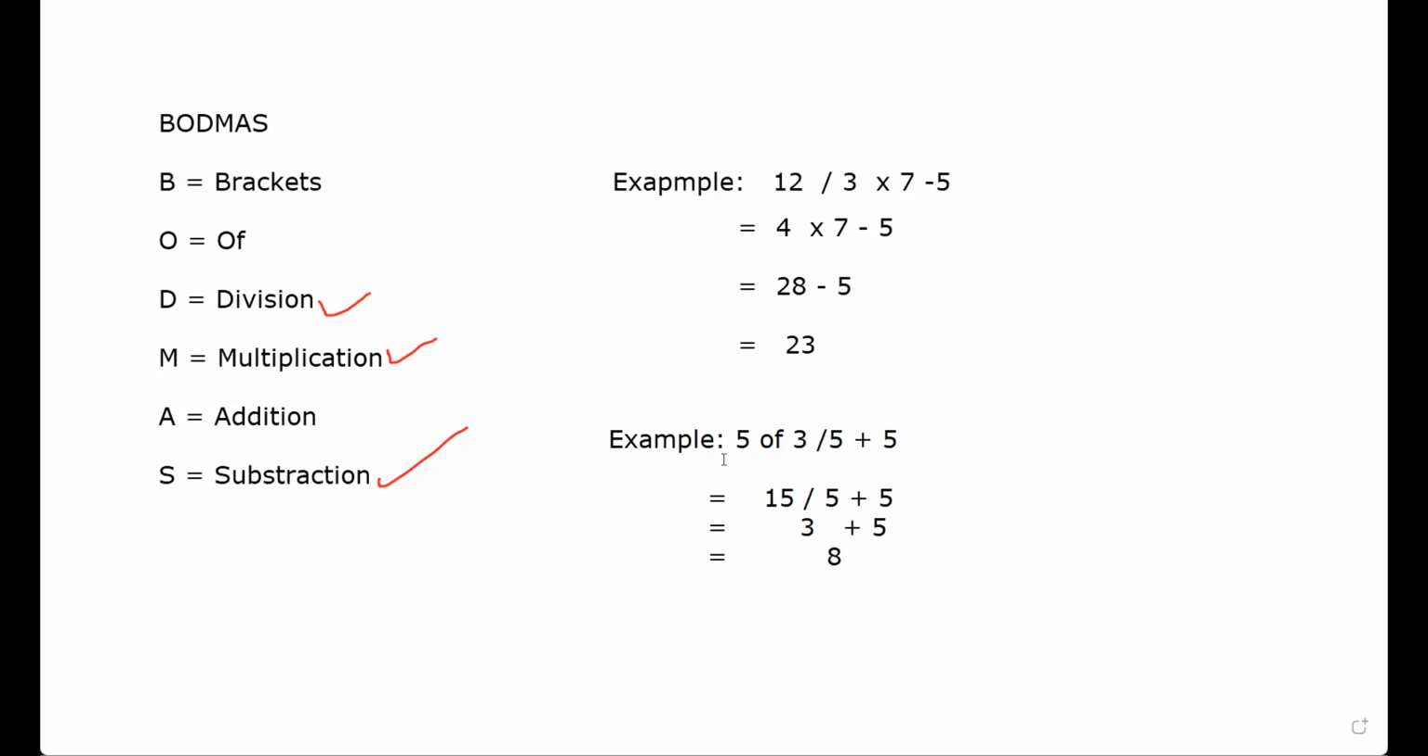This is how we have to solve this question, my dear students. This is another example, so I hope you can get this point. This is how we have to solve the question according to the priority. We have to solve brackets first, then of, then division and multiplication and addition, then at last we have to solve subtraction in the question. The question is solved in that order, my dear students.